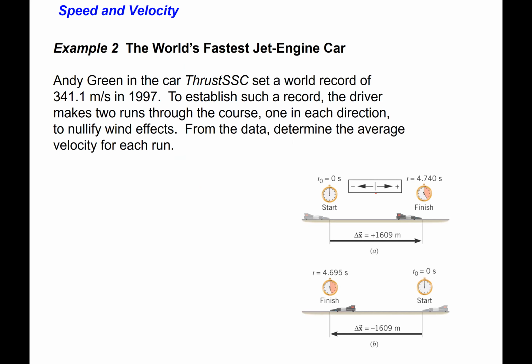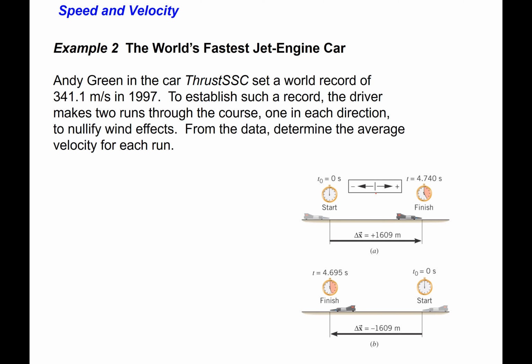In this example, we're given, it says Andy Green in the car Thrust SSC set a world record of 341.1 meters per second in 1997. To establish such a record, the driver makes 2 runs through the course, 1 in each direction, to nullify wind effects. From the data, determine the average velocity for each run.